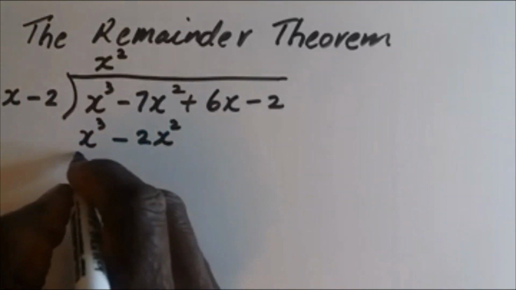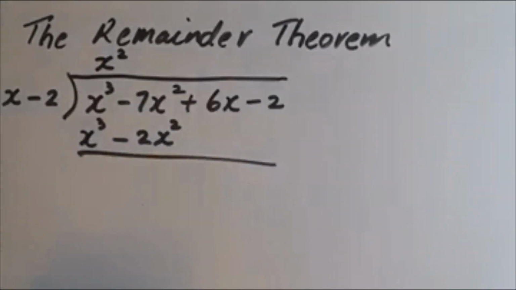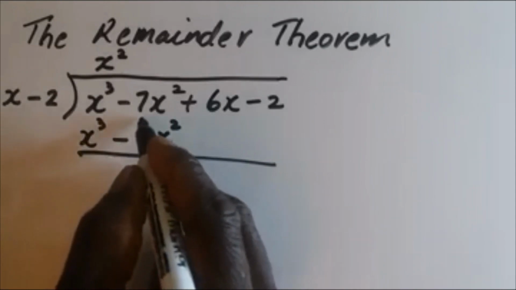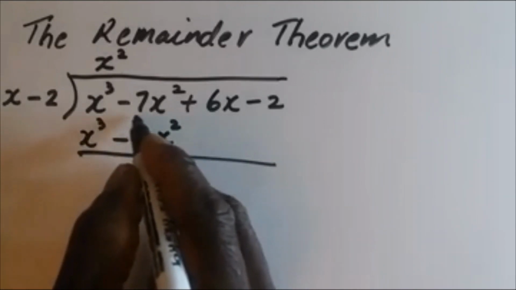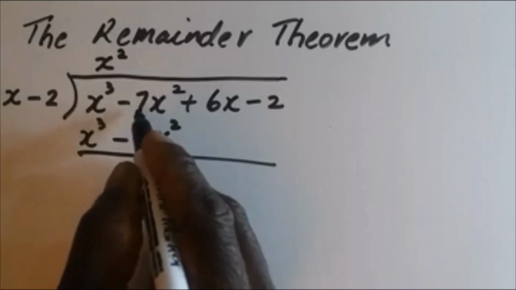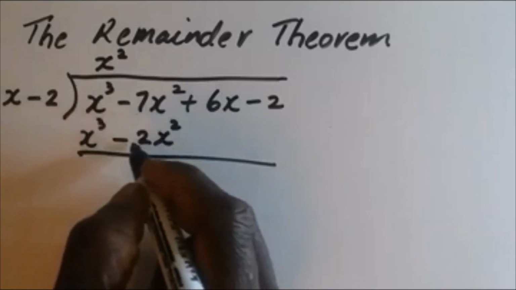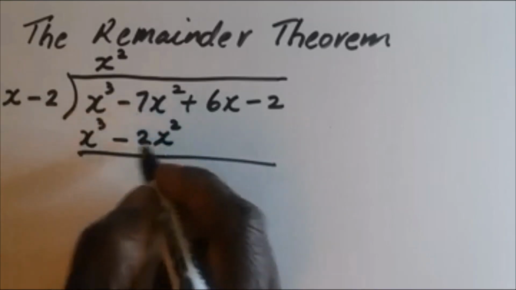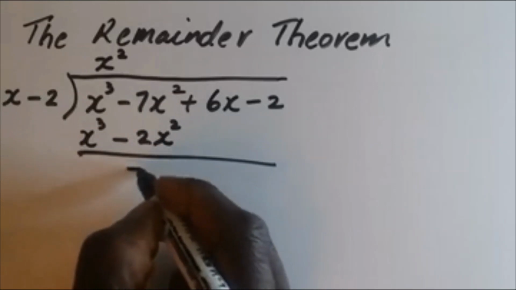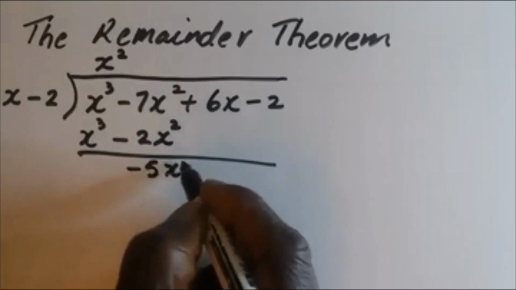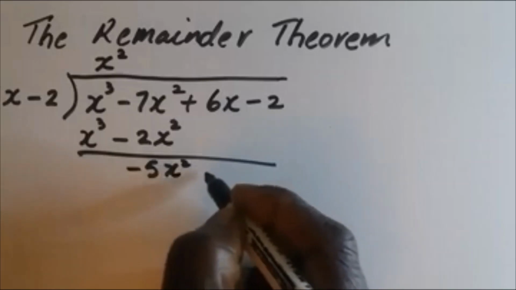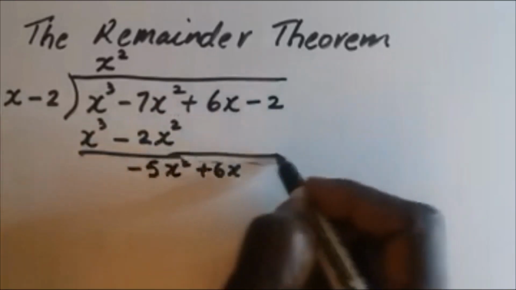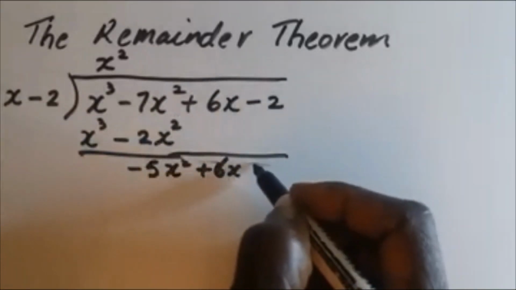And just like how we did long division in primary school, remember, we're taking away negative 2 from negative 7, or negative 7 take away negative 2, which will give us negative 5x squared. We bring down the 6x, and we bring down the negative 2.